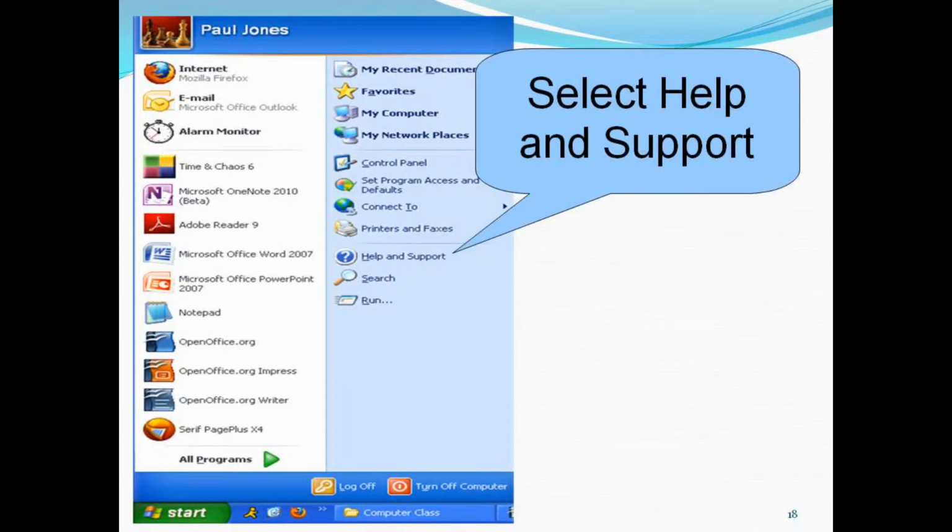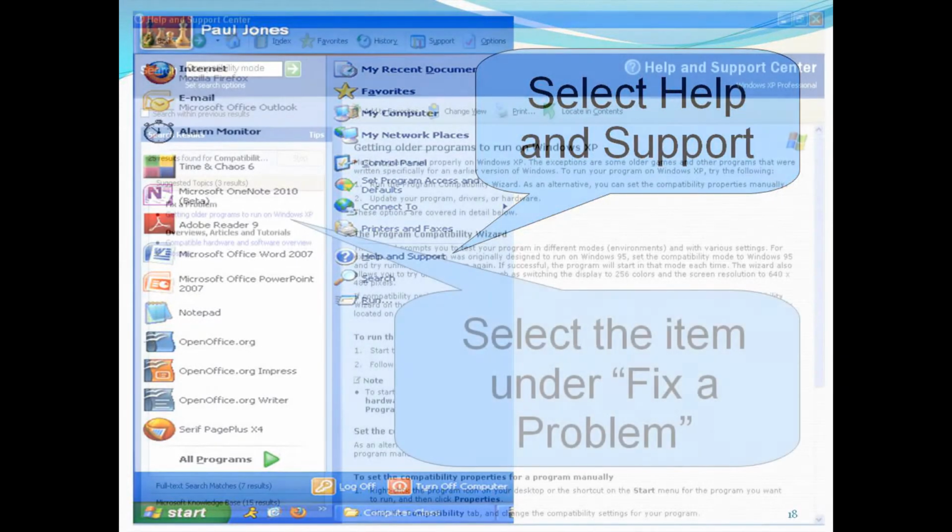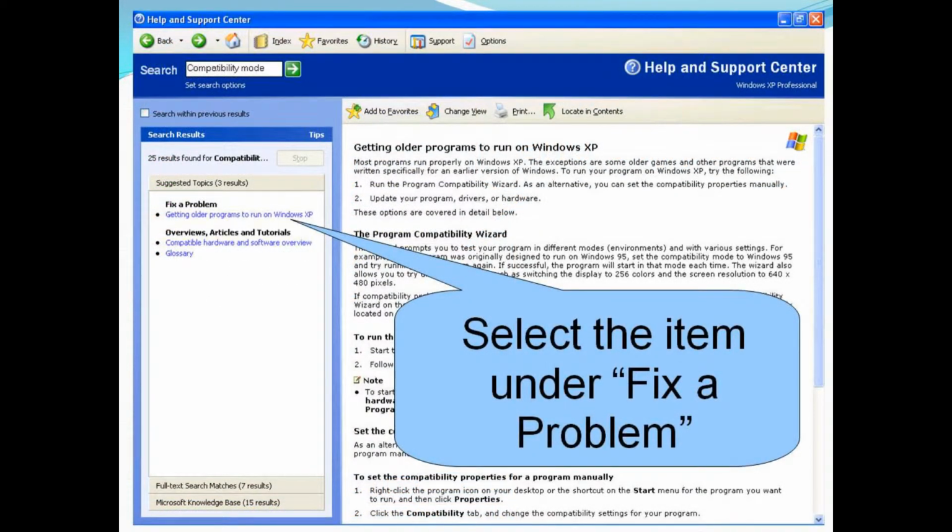We will also select Help and Support. Another way to get to this window is to be able to press the F1 key on the keyboard, and that'll also bring up the Help window. Once you open up the window for Help and Support, you'll be able to notice in the upper left corner there where I'm pointing is a search window where you will type in Compatibility Mode.